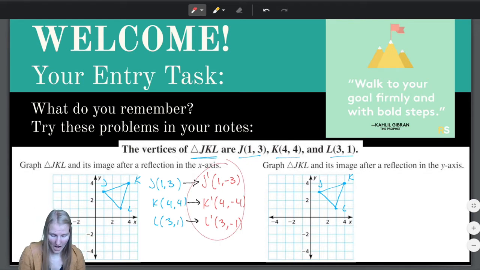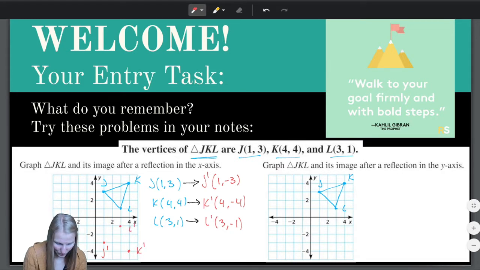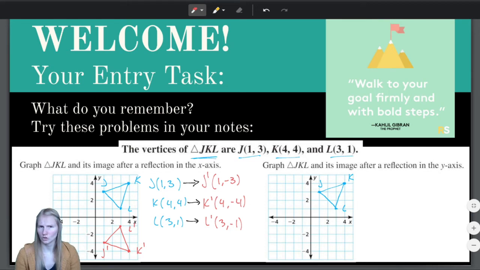So now let's graph J prime, K prime, and L prime. 1, -3 is J prime. 4, -4 is K prime, and 3, -1 is L prime. Do these triangles, the red triangle and the blue triangle, look exactly the same? Yes, they do. And they have been reflected over the x-axis. So perfect. Awesome. Let's go ahead and move on to the y-axis.